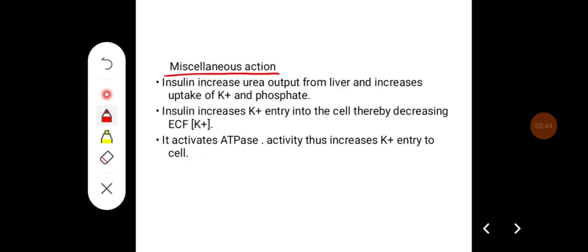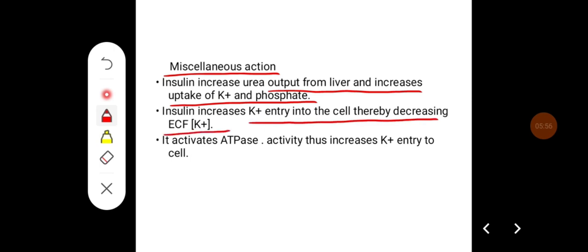Some of the other actions of insulin are: insulin increases urea output from the liver and increases the uptake of potassium and phosphate. Insulin increases potassium entry into the cell by decreasing extracellular potassium. It also activates ATPase activity, thus increasing potassium entry into the cell.